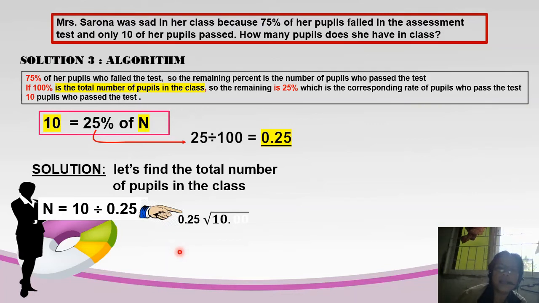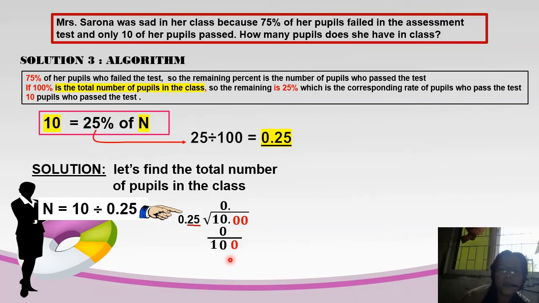Now let's divide. 10 divided by 25. 10 is smaller than 25. Therefore, the answer is 0. So 0 times 25, your answer is 0. And then subtract 10 minus 0, your answer is 10. Then bring down 10 here to make it 100.